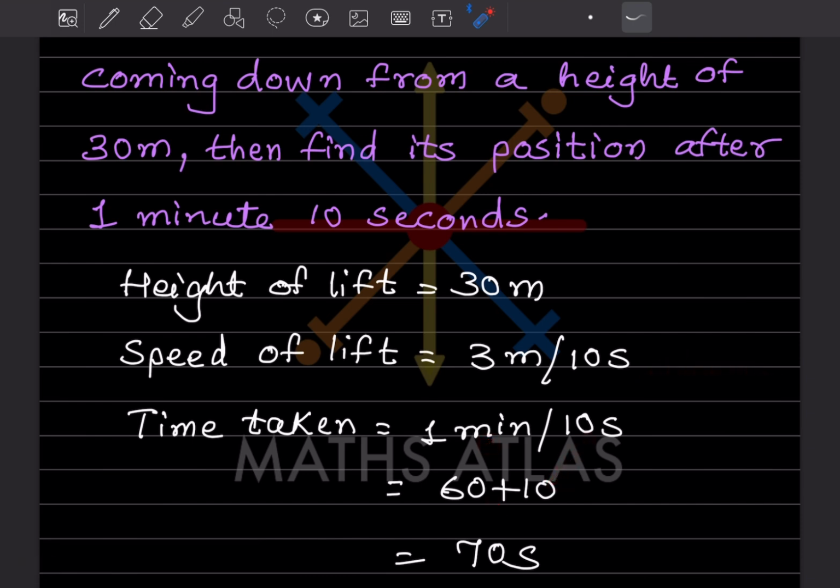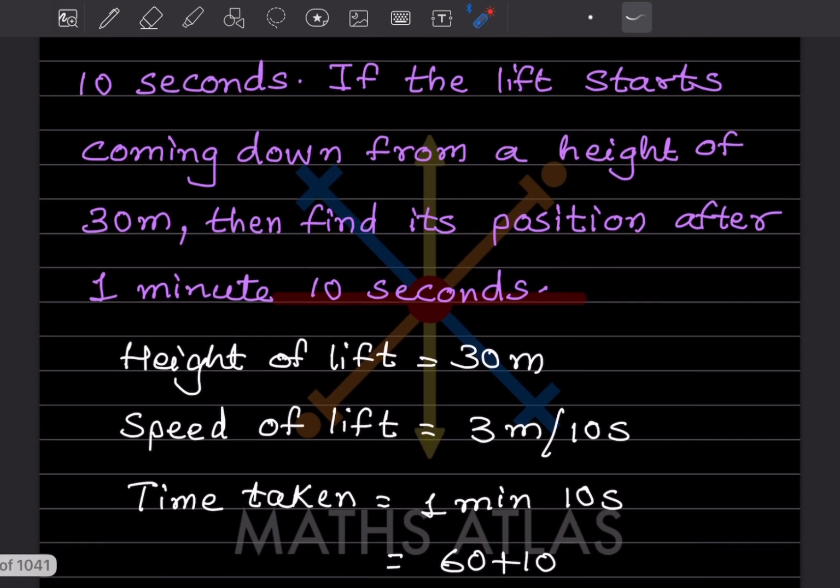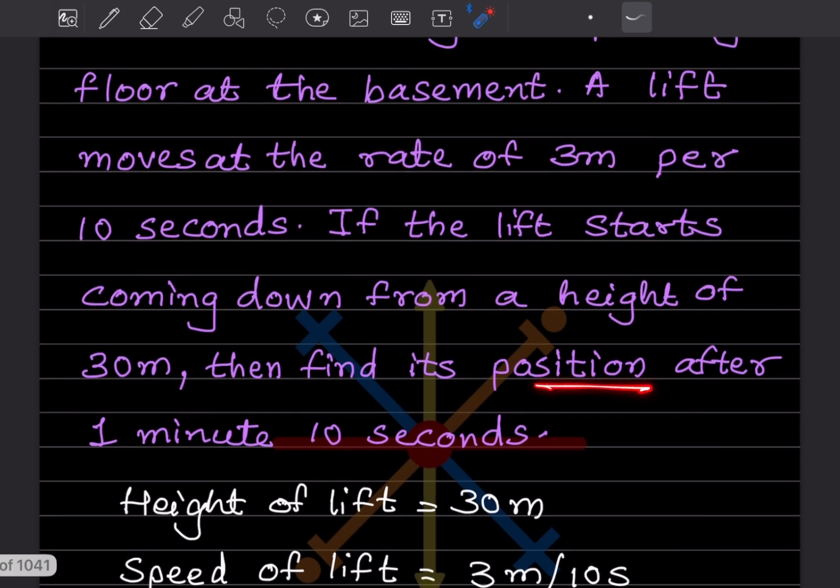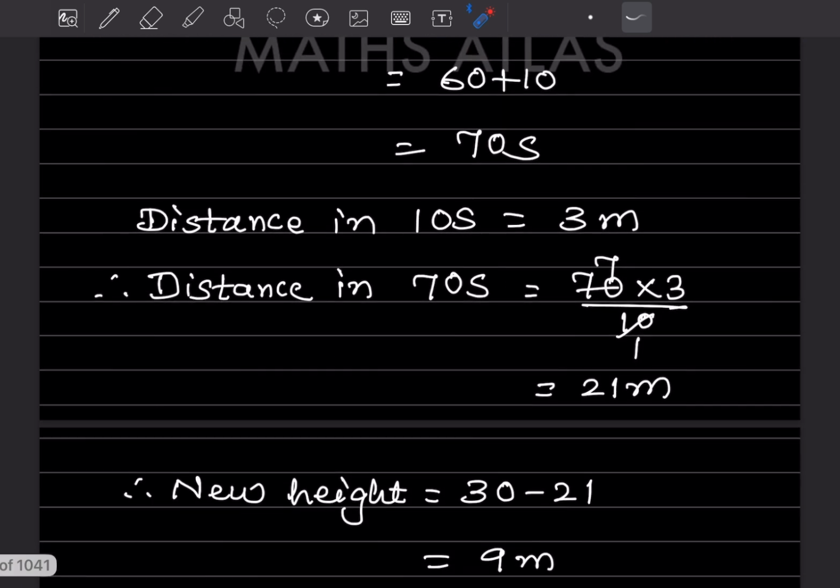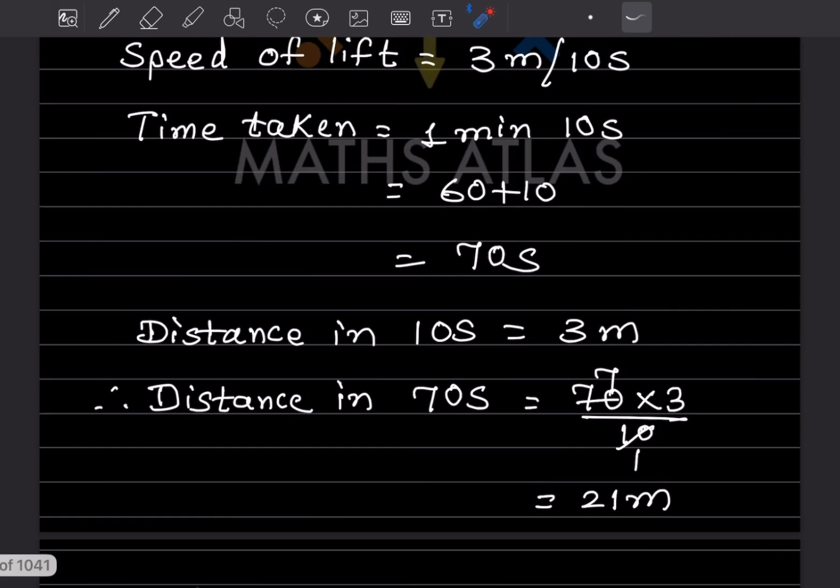So what will you do? That is going to be 70 seconds, because it is not per 1 minute, but just 1 minute and 10 seconds, as given. So this 60 plus this 10 is going to be 70 seconds. Now they want the position after 1 minute and 10 seconds. So the time is 70.